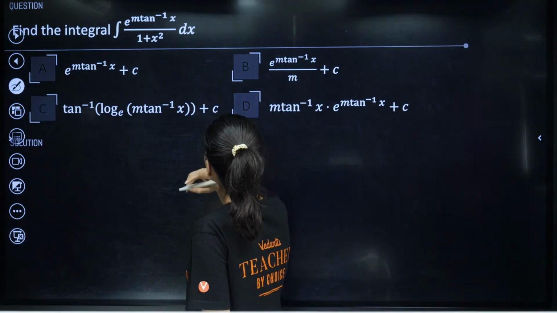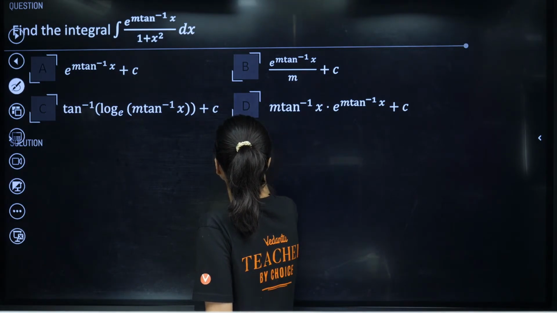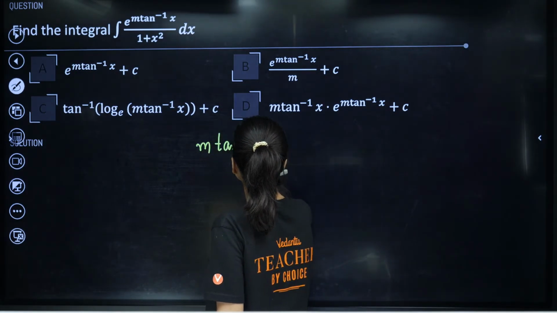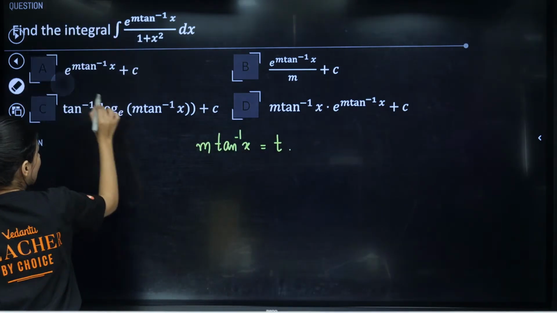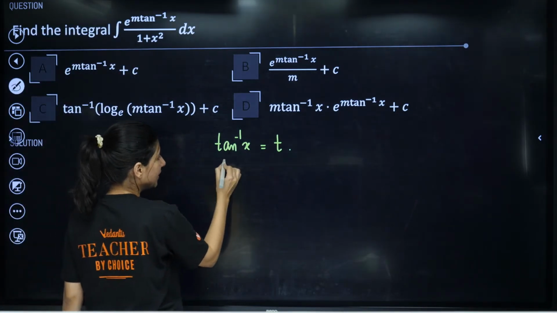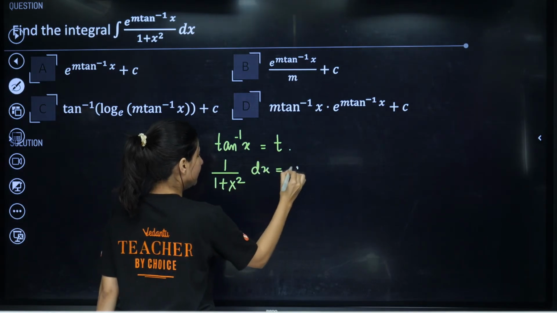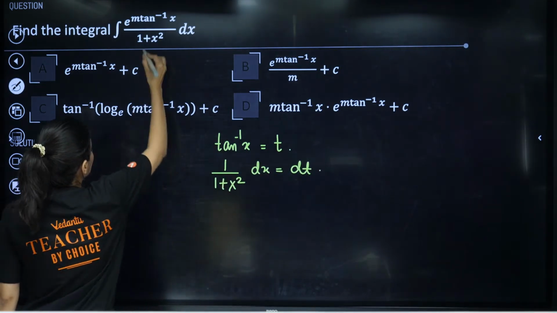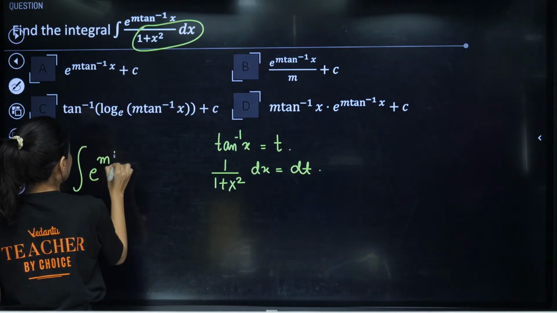So you know the tan inverse x, right? So let's put tan inverse x equals t. Or you can put directly just tan inverse x equals t. Now the moment you put tan inverse x equals t, the derivative of this will be 1 upon 1 plus x square dx equals dt. So that means this will become the integration of e to the power t dt.